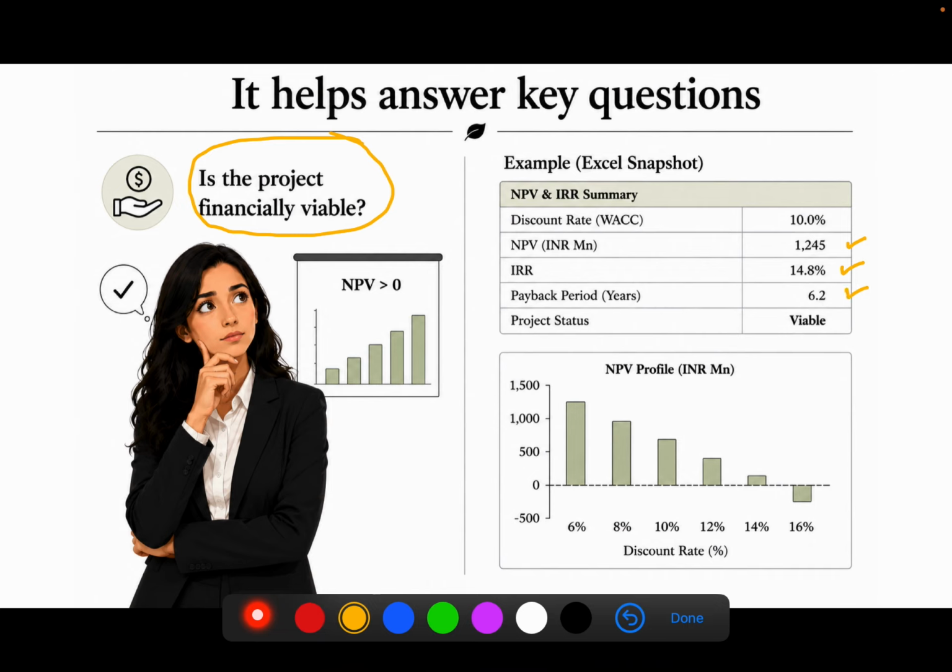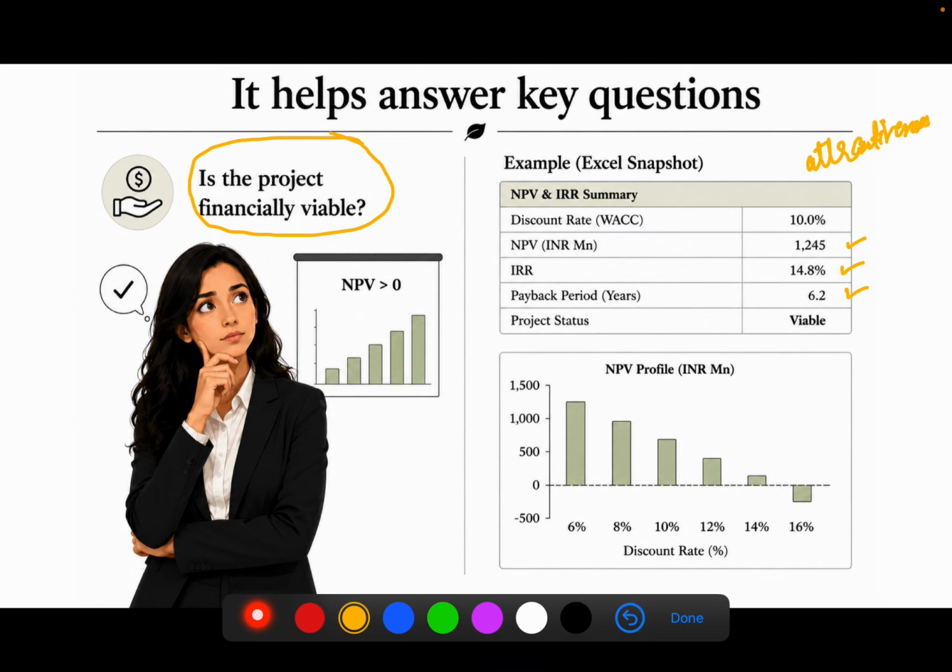Now, if you have never heard these terms before, don't worry. You don't need to understand the calculations right now. For now, just understand what we are trying to find out. For example, this table tells us that the project has an NPV of 1245 million. It also shows an IRR of 14.8% and a payback period of 6.2 years. These are different ways of looking at the financial attractiveness of the project.